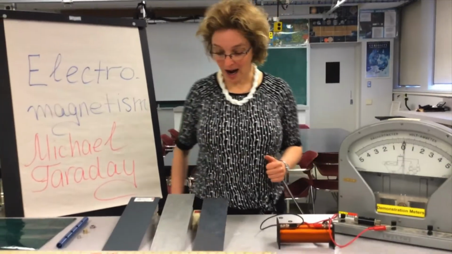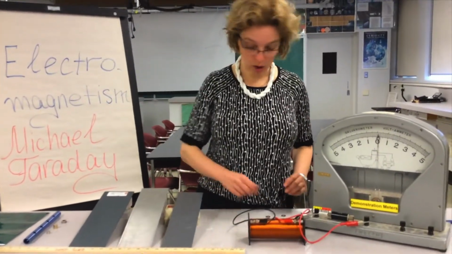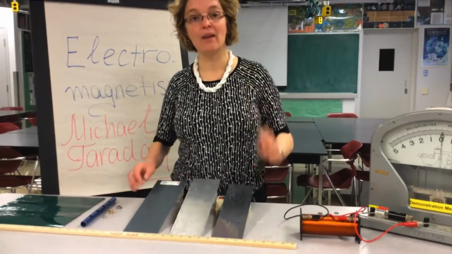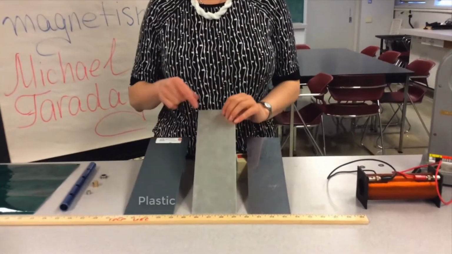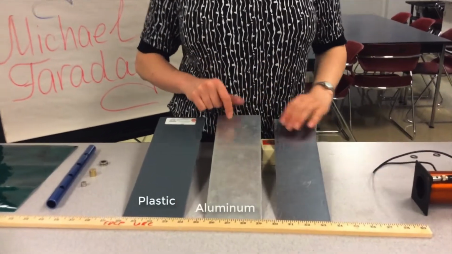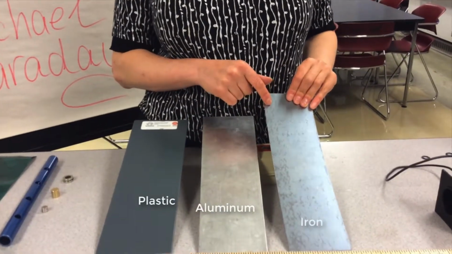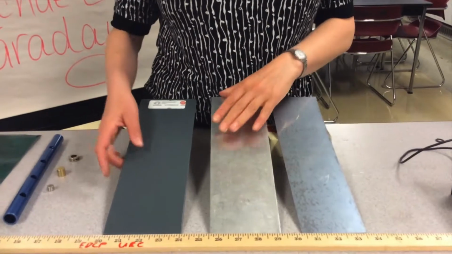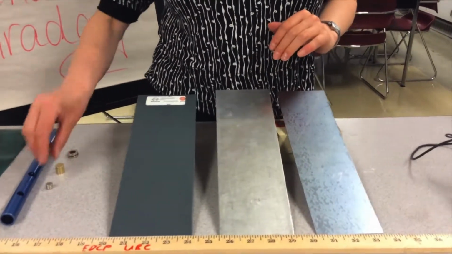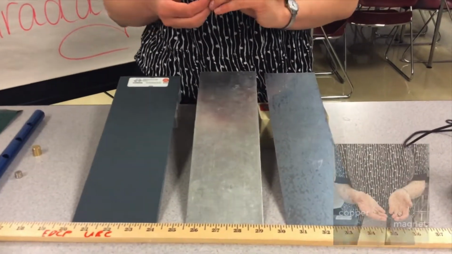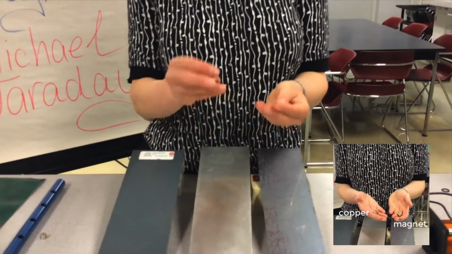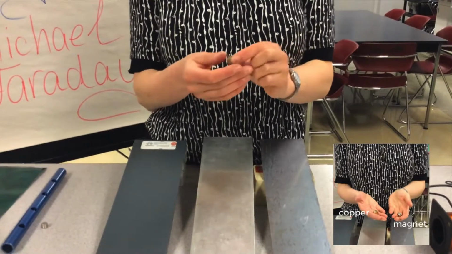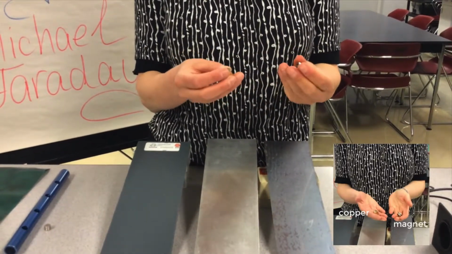And to do that, I would like to show you what happens when I have three inclined planes. I have one made out of plastic, one made out of aluminum, and one made out of ferromagnetic material like iron. And what I'm going to do now, I'm going to use two materials. One is a magnet, and one is a piece of copper. It's just painted, so it is a non-magnetic material.